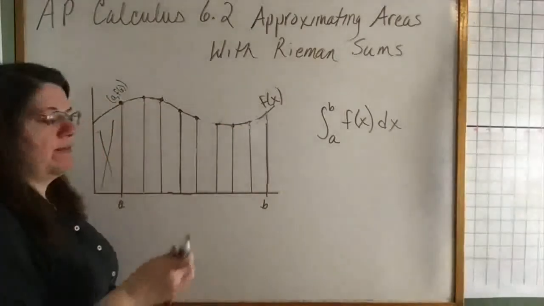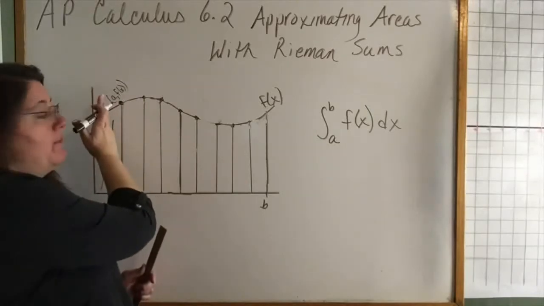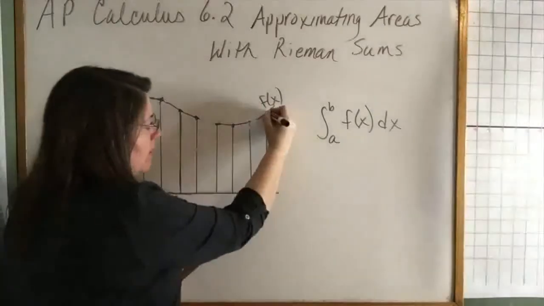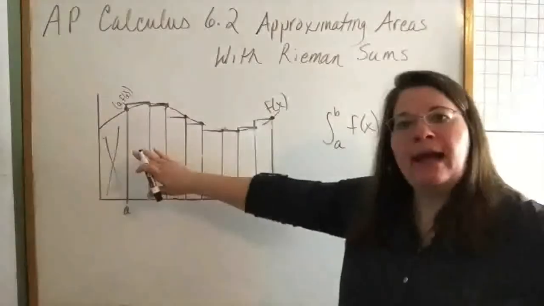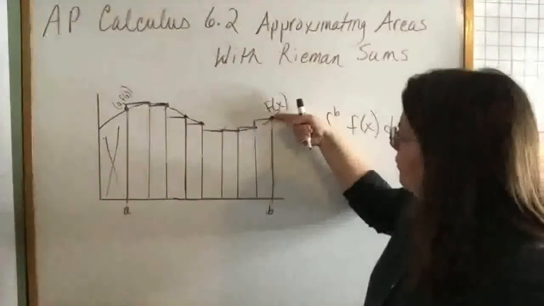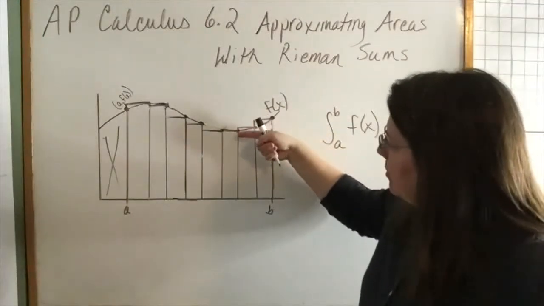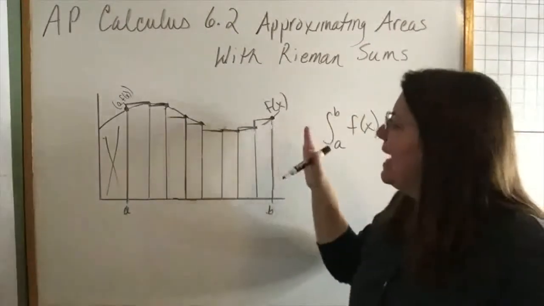The difference is, if I'm drawing a right Riemann sum, instead of starting my rectangle on the left, I'm going to start them on the right. So I'm going to use this point and draw my rectangle. So here I've drawn my 8 rectangles using right Riemann sums. I've gone from the right to the left and drawn my rectangles. Okay, so a right Riemann sum, we start on the right and go to the left.